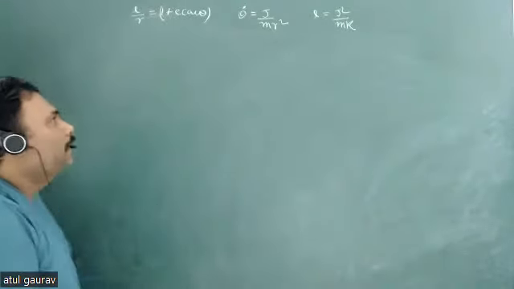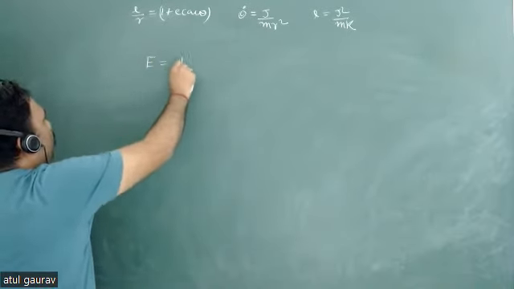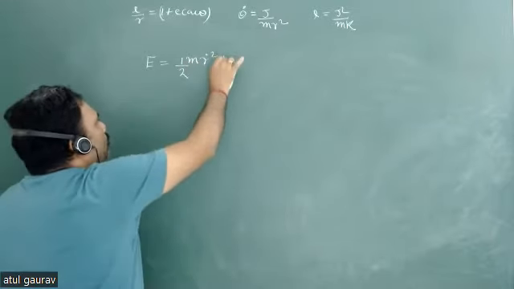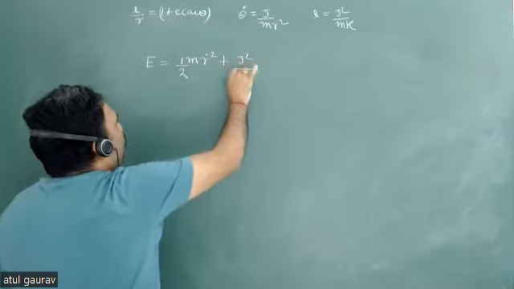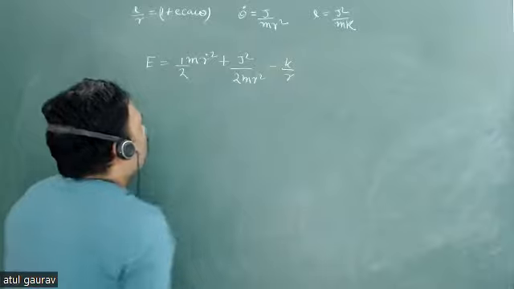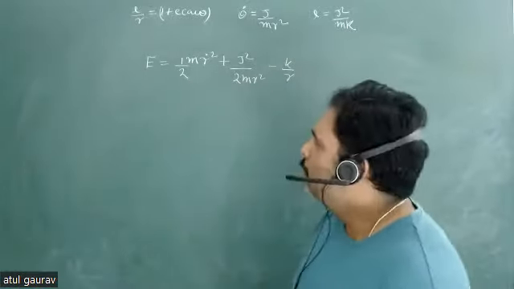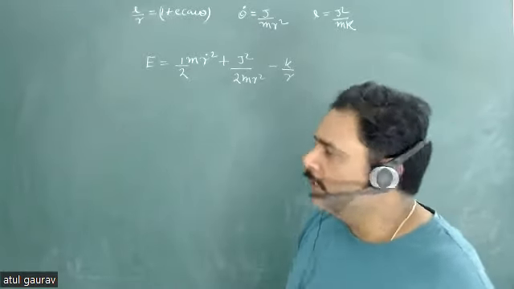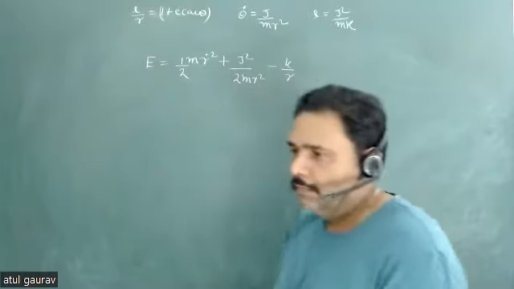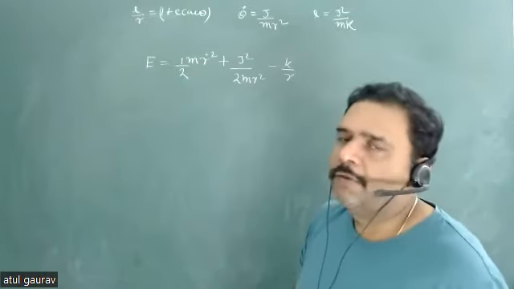Okay, let's try to go for a value of energy. What is this particular value? Half m r dot square plus j square upon 2m r square minus k by r. Everyone is comfortable? So what is our duty? Our duty here is that we want to write energy as a function of eccentricity. यही तो लिखना चाह रहे हैं. So how you can approach it? आप कैसे approach कर सकते हो?